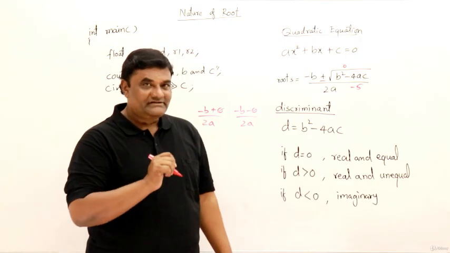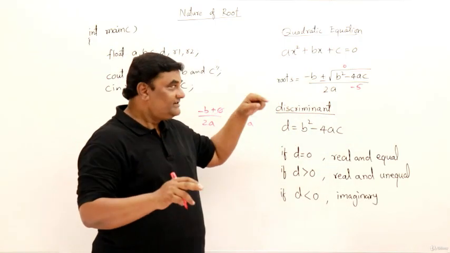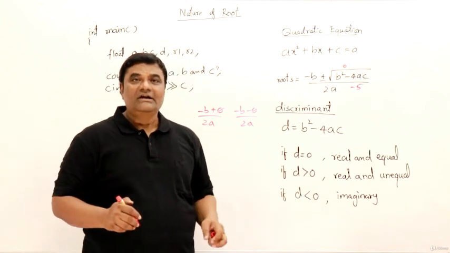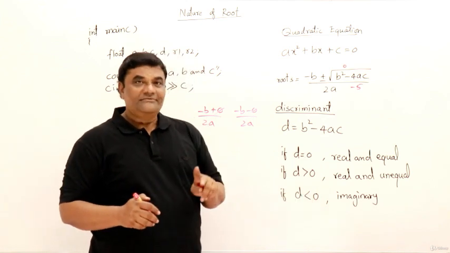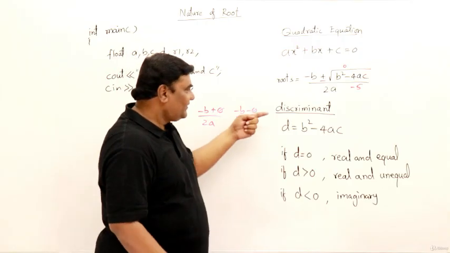So we learn two things. If that portion is 0, roots are the same only. If that portion is negative, we cannot find roots. If it is positive, then we have two roots and they are not the same. They are different.